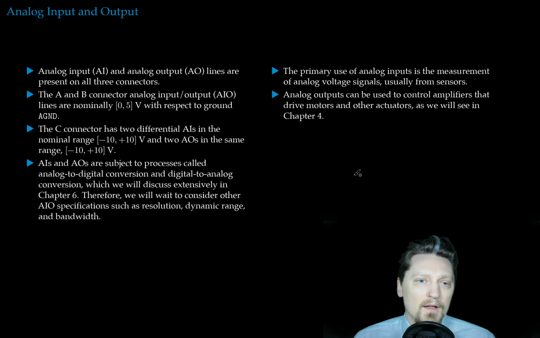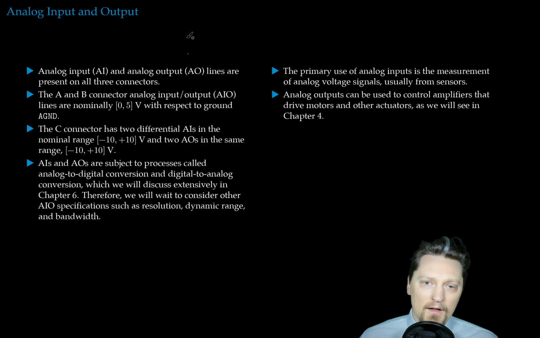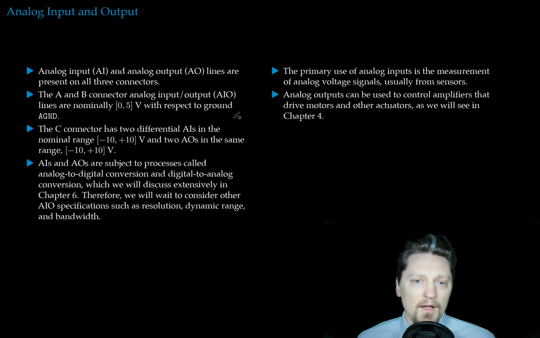Analog input and output. The analog input, AI, and analog output, AO, lines are present on all three connectors. The A and B connector analog IO, AIO, lines are nominally 0 to 5 volts with respect to A ground. The C connector has two differential analog inputs in the nominal range negative 10 to positive 10 volts, and two analog outputs in the range of negative 10 to positive 10 volts.